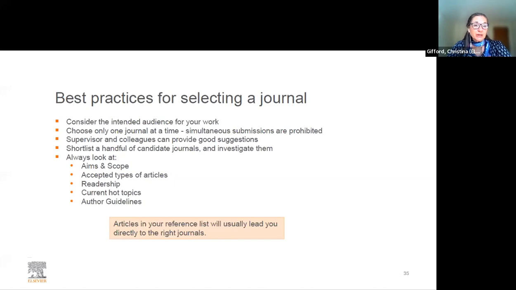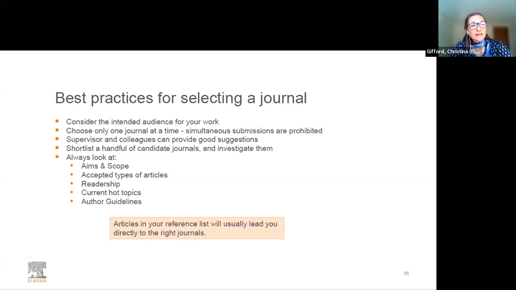It's also important that you do not gamble by submitting your manuscript to more than one journal at a time. Simultaneous submissions are prohibited by international ethics standards, and editors do find out if there are multiple submissions of an article simultaneously. So definitely do not do that. Generally, authors are required to tick a box at the time of submitting an article, stating that the manuscript is not currently under consideration for publication in another journal.